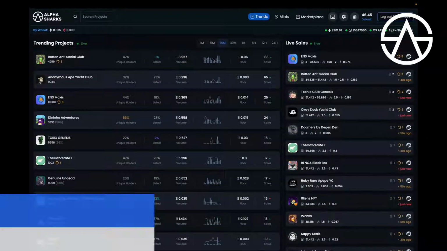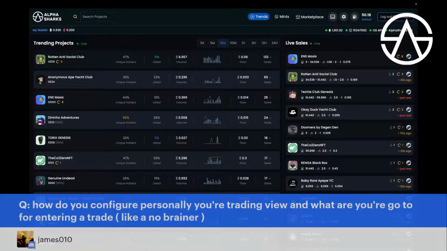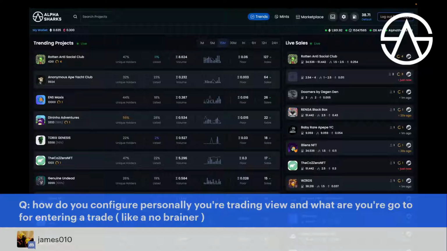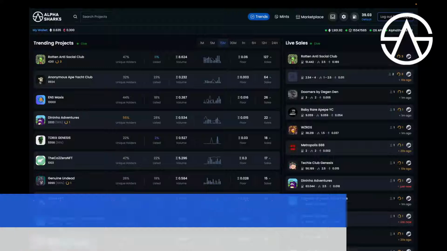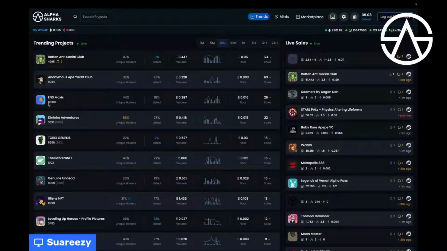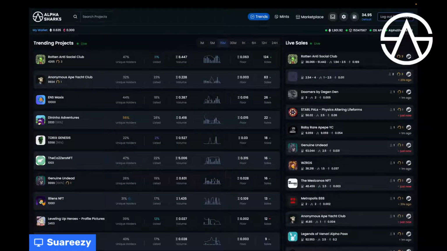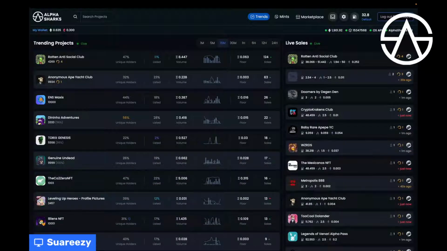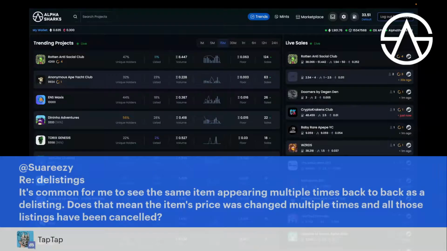Oh, there we go. Question. James, how do you configure personally your trading view and what you're going to for entering a trade, like a no-brainer? How do you personally configure your trading view? I'm not sure I'm getting that question. Your trading view and what you're going to enter on entering a trade. If you could reword that, James, I'll get to that one.